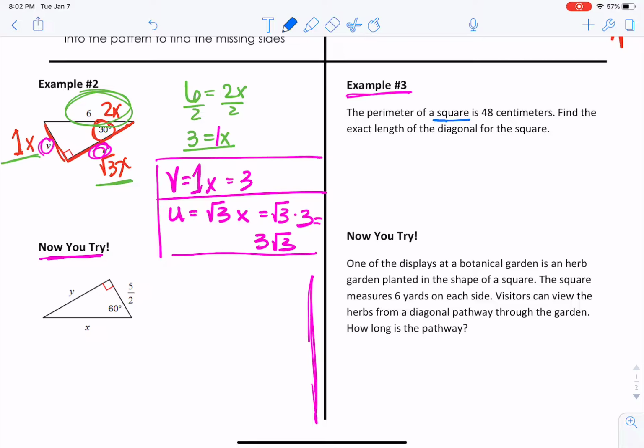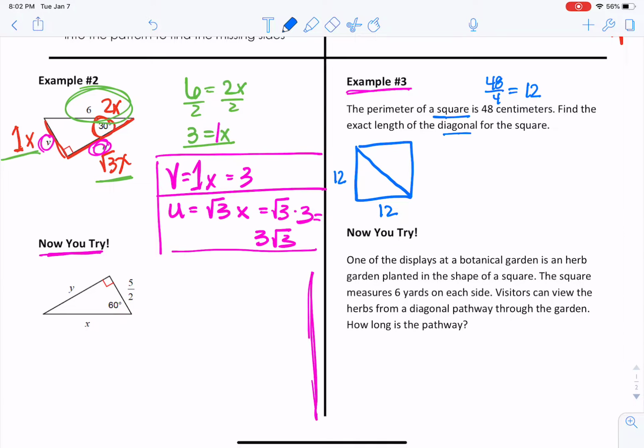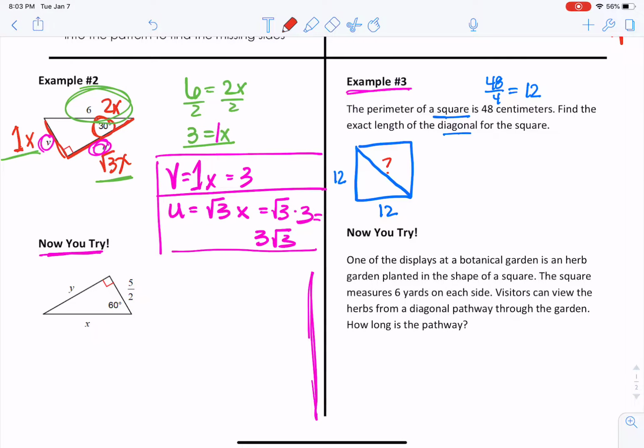So I have a square. So I'm going to draw a square. No laughing. And it says to use a diagonal. So there's my diagonal. And it says the perimeter of a square is 48 centimeters. If it's a square, it has 4 equal sides. So 48 divided by 4 is 12. So each side is 12. So this is 12 and this is 12. I need to find this exact length for my diagonal.